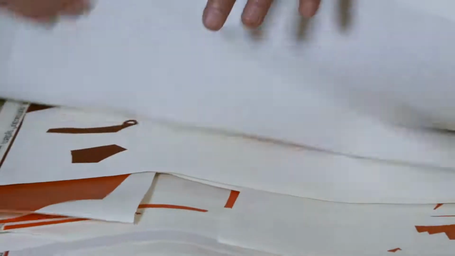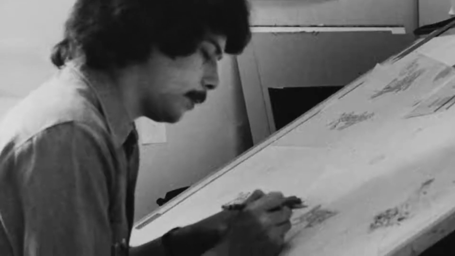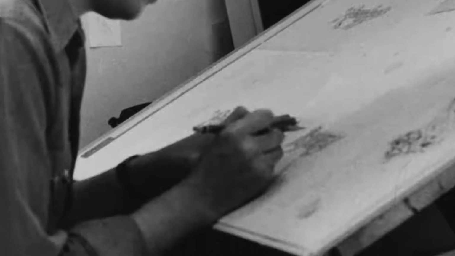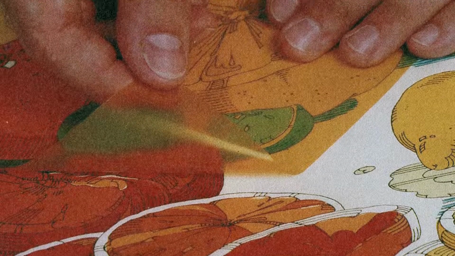I was good with a knife, I was good with ink. So inking something and then laying down color and carefully cutting it and then overlaying more, that just sort of became my way of doing it.